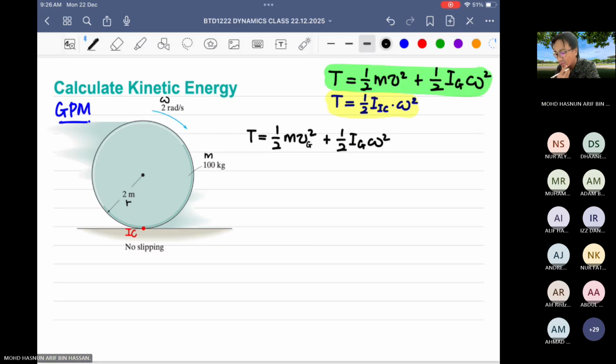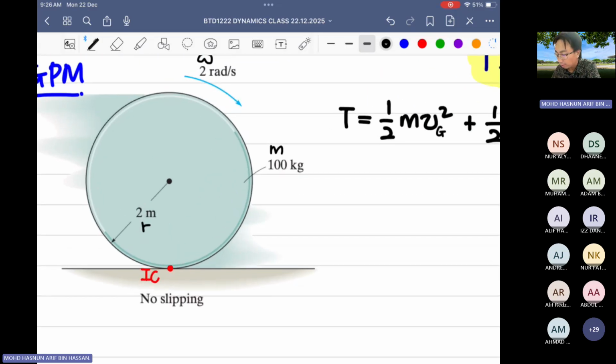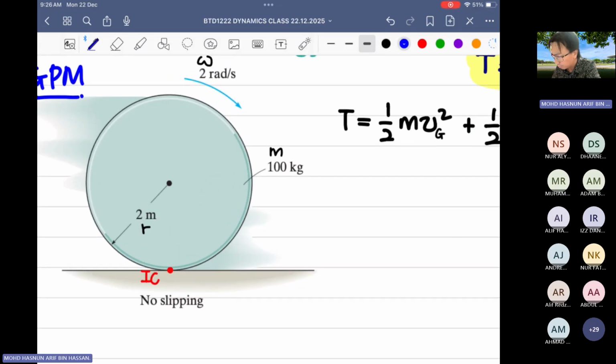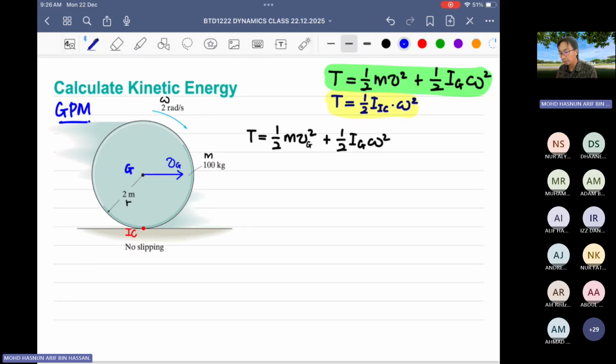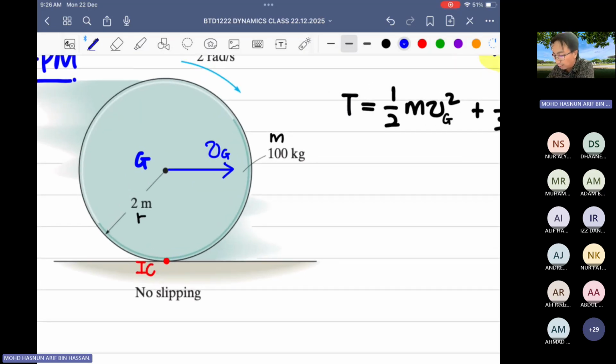The problem now is that we do not have the value of Vg. If we visualize, point G is basically here. This is point G, the center. And Vg is in this direction because point G is moving to the right. So the problem with using the first equation is that we do not have the value of Vg, but we can find it by knowing that the contact point is IC.